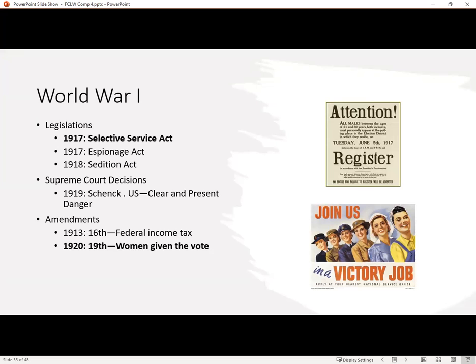So World War I, if you're a guy and you're 18 to, I can't remember, 26, you have to do the Selective Service Act. You have to register. This started in 1917, and some people thought this was quite unfair.